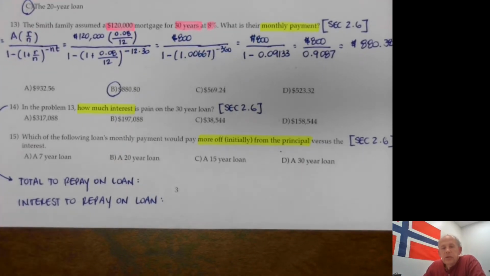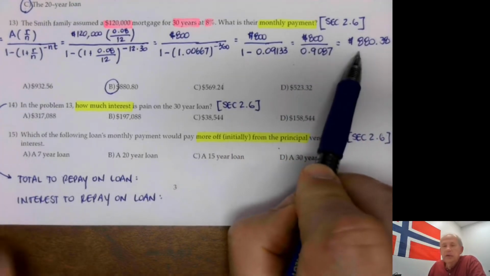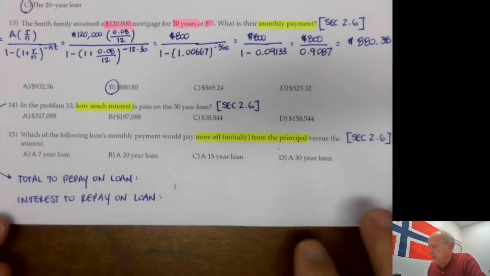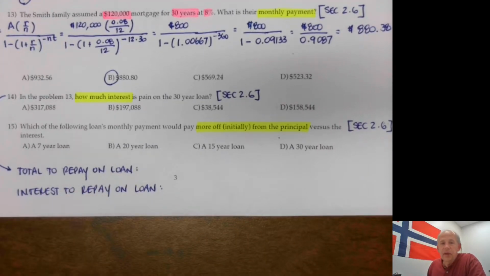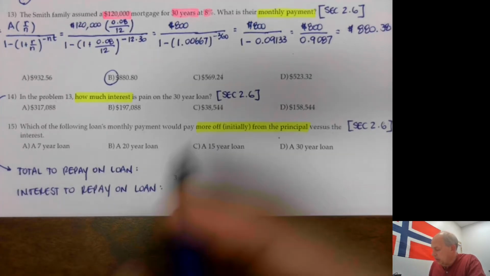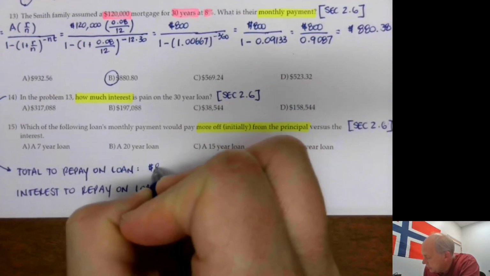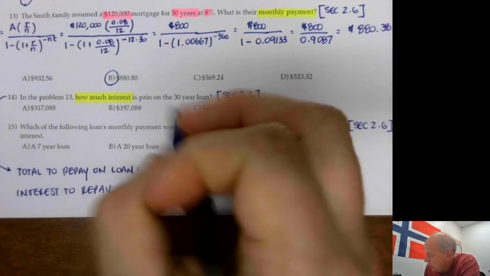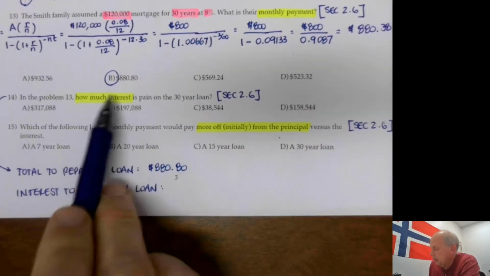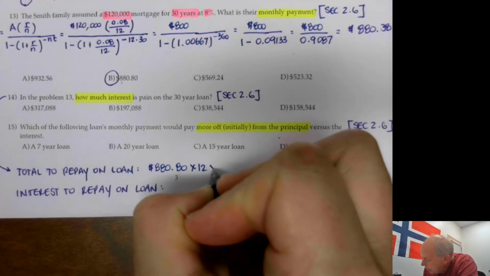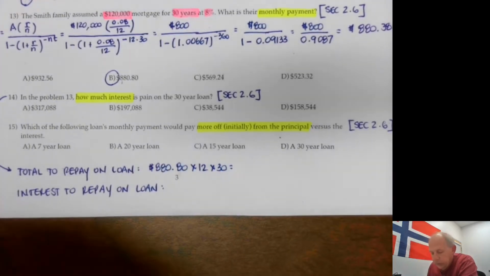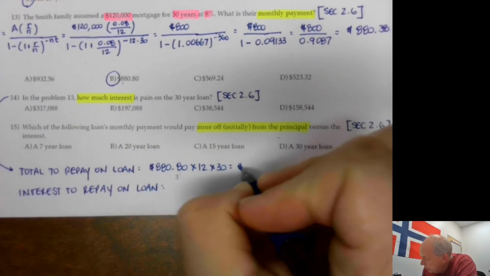In number 14, we're going to expand the problem from number 13 and take a look at how much interest is going to be repaid. There's their monthly payment that they're paying every single month, and we want to take a look at how much they have to pay in interest over the life of the loan. The total to be repaid, there's really not a formula for this. This is more of a common sense process. There is their monthly payment, $880.80. They're writing that check 12 times a year for 30 years so they can live in the home.